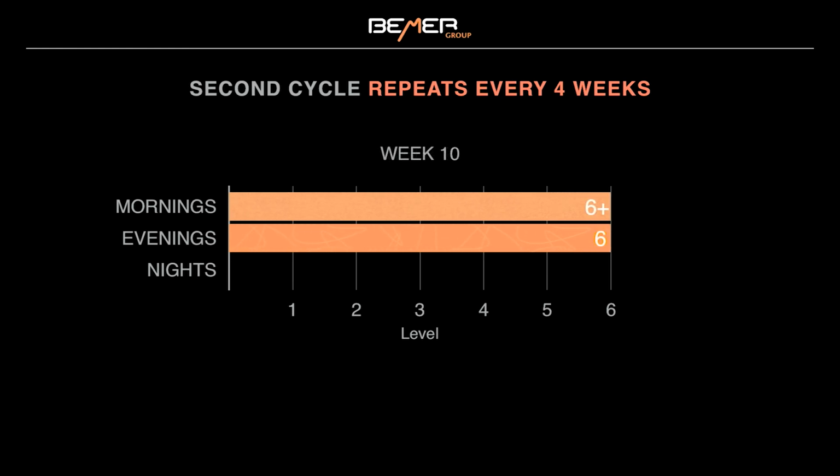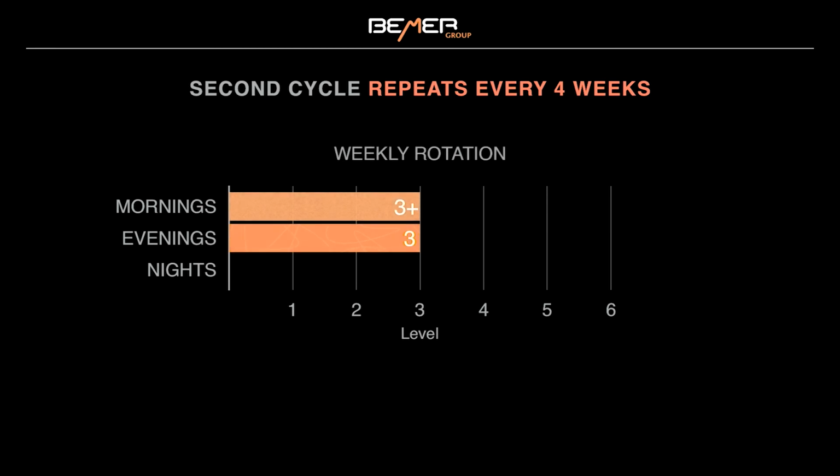After the end of the second cycle, which is week 10, general levels that are used are between levels 3, 4, 5, and 6. This rotation, increasing each level per week, is used indefinitely.